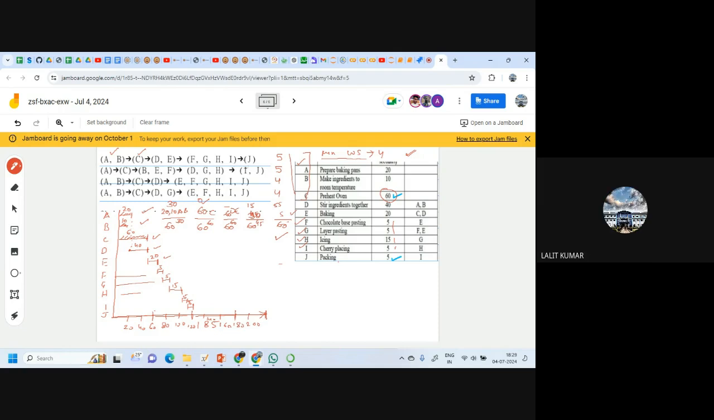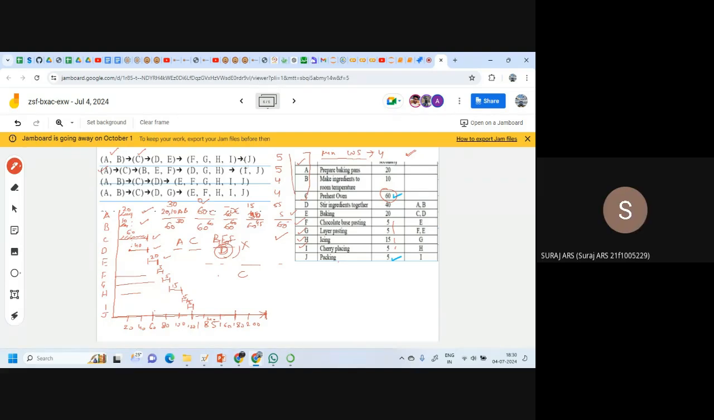Correct. Now we come to this option, A to C. Straight away there is a violation, because for A and C there is no problem. They can be done because preconditions are not there. So we can do A, we can do C. There is no problem. Then B, E, F is 10, 20, 5. But for E, there is a precondition of D. So there is a violation here.